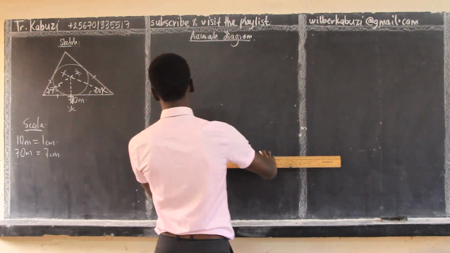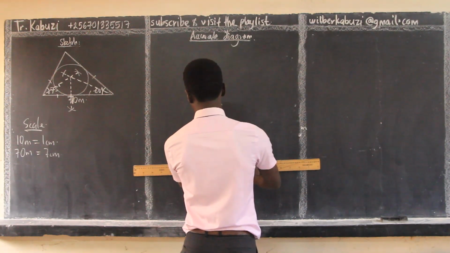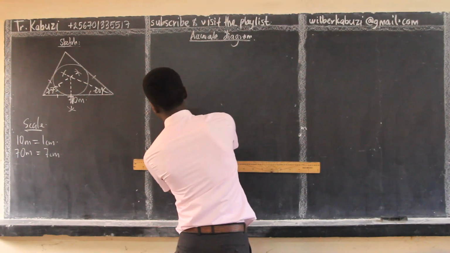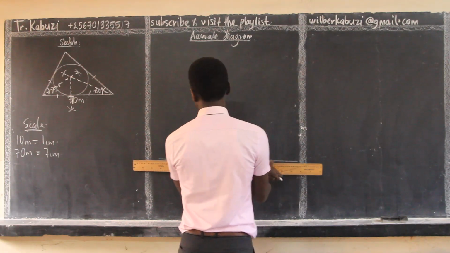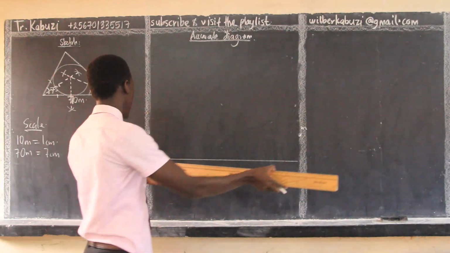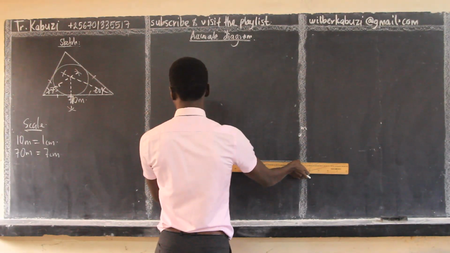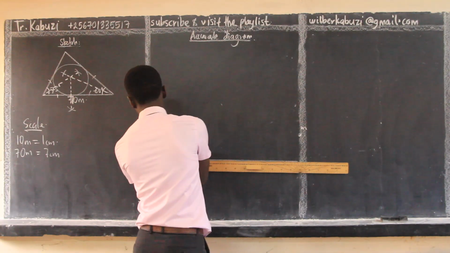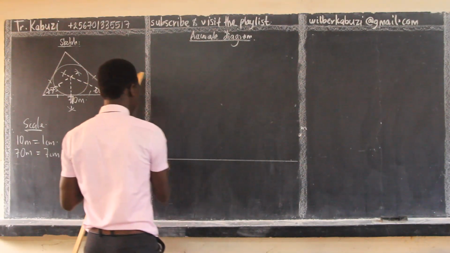You start by constructing a straight line. This is construction, remember. You put your ruler there straight, then you draw a horizontal line. Remember, they're telling us that it's 70. So if I'm to measure off my 70, it's going to be around there. So I have my 0 there, then my 70 around there. So this is my 70.